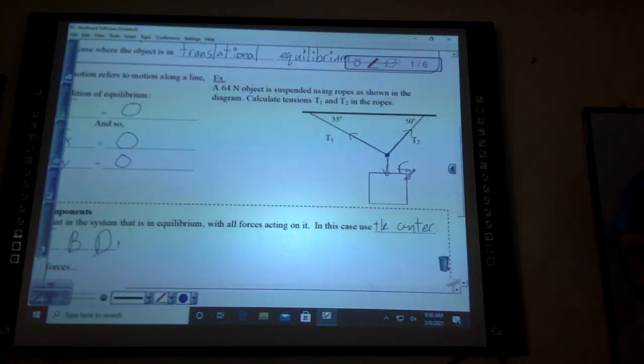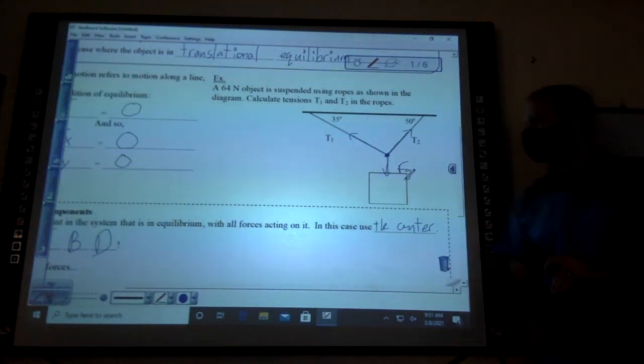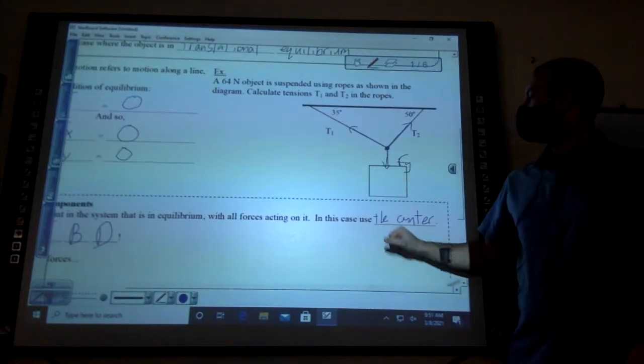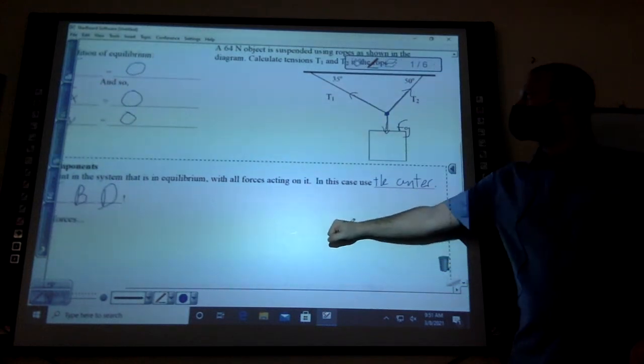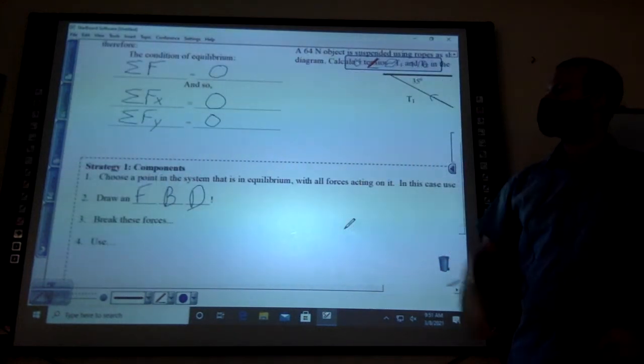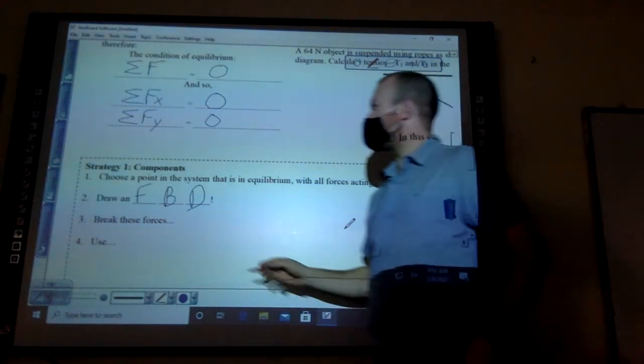If I add these all up, they equal 0. So for this, don't worry so much about the length of the arrows, because that's not going to be super important. So don't worry about that with drawing it out. So there we go. We've done 2 steps. Those are the easy ones. Next, break these forces into components.